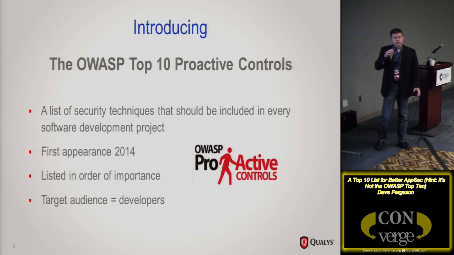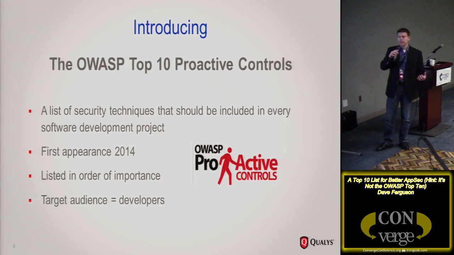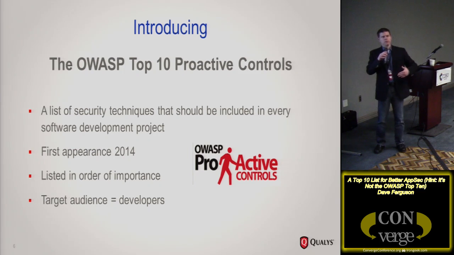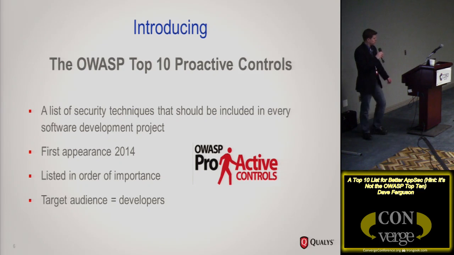So the OWASP top 10 proactive controls is a list of really techniques, security techniques, that should be included in every development project. And it's listed in order of importance. So C1 is the first control, being most important, in descending order to C10. And like I said, the target audience is developers.